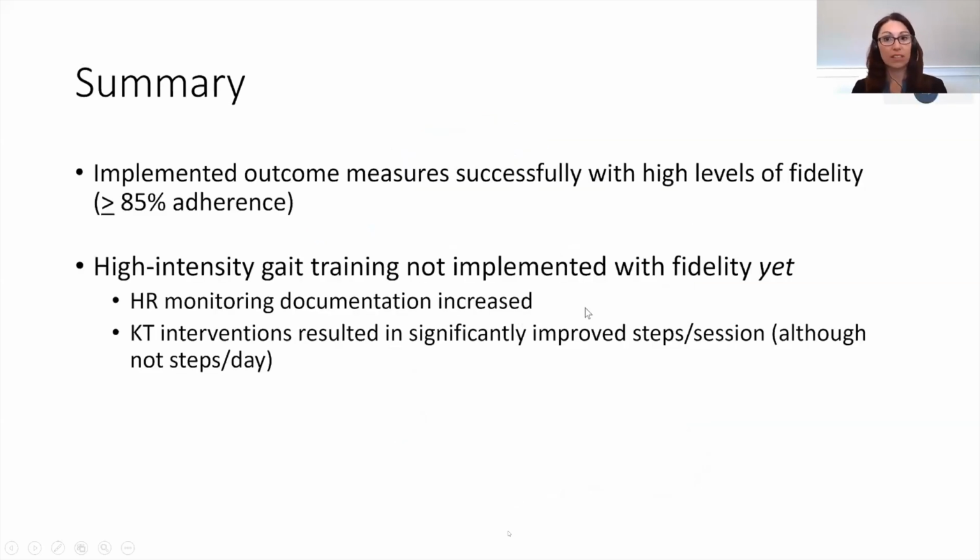So in summary, in this inpatient rehabilitation project, we were able to implement outcome measures successfully with high levels of fidelity, but within the same context, the same clinicians, the same leadership team, it has been much more difficult to implement high-intensity gait training with high levels of fidelity. Heart rate monitoring documentation has increased, and the implementation strategies have resulted in significantly improved steps per session, although not steps per day. So more work needs to be done to be able to implement this with fidelity.